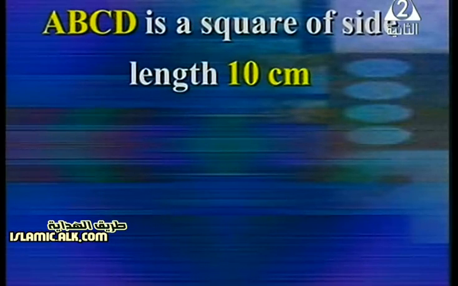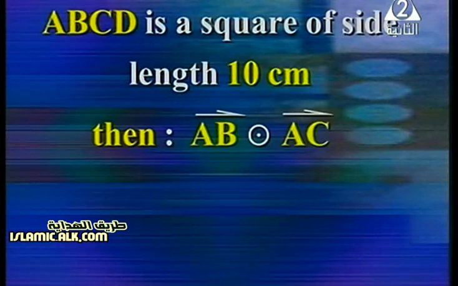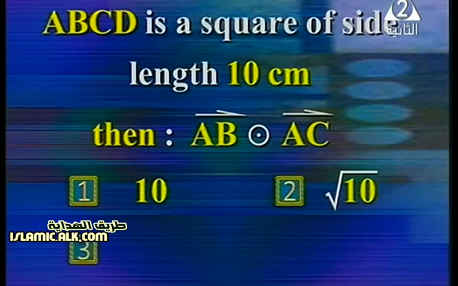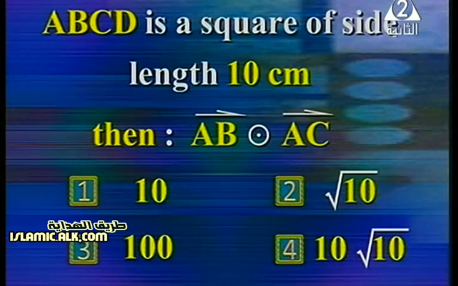ABCD is a square of side length 10 centimeters. Then AB vector dot AC vector equals what? 10 root 10, 100, 10 root 10.